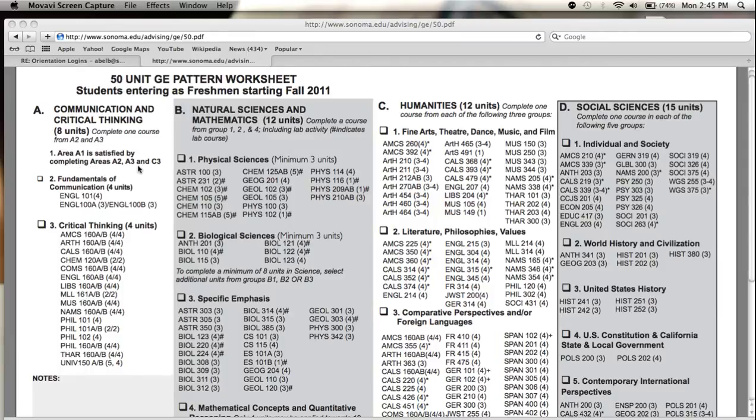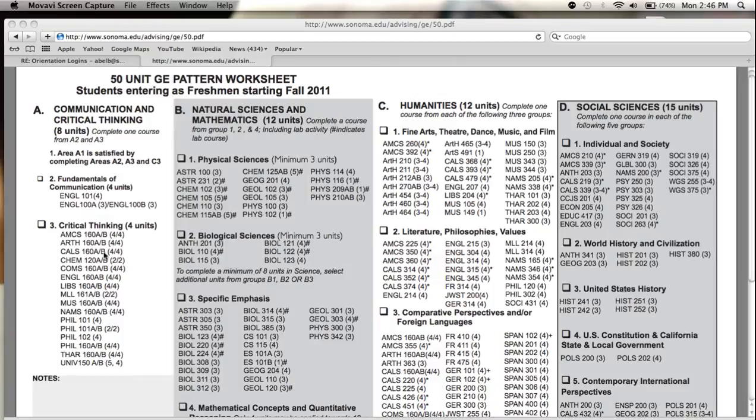So A2 is the fundamentals of communication, which is basically English. English 101 is a 4-unit course, which everyone will take except for those who are required to take the developmental English 100A and B course, which is right below. This is a year-long course as opposed to English 101, which is just a semester-long course. So you need to take one of those.